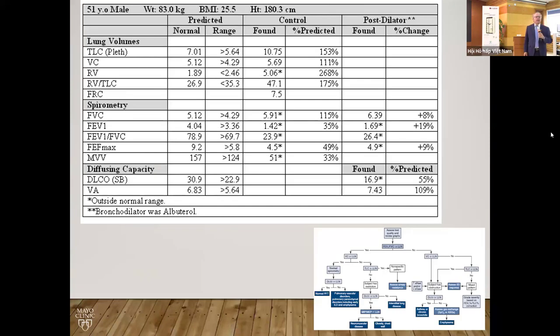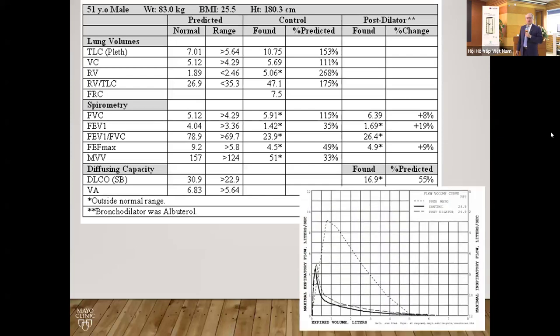Okay, so the next example, and this will probably be our last one. This is a 51-year-old male with a normal BMI. Shape of the curve, obstruction, right? But if we're looking at the quality of the test, it follows the y-axis, has a peak, goes down to baseline without artifact, and actually blows out to the predicted vital capacity area.